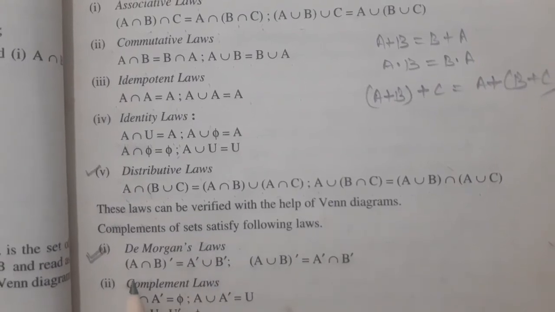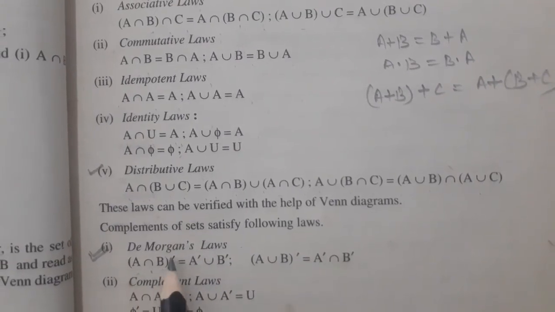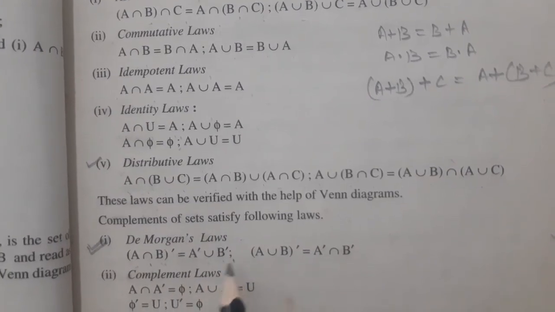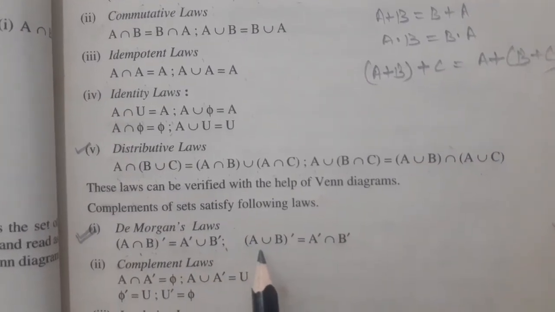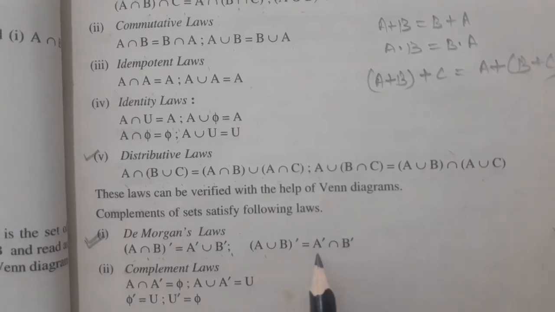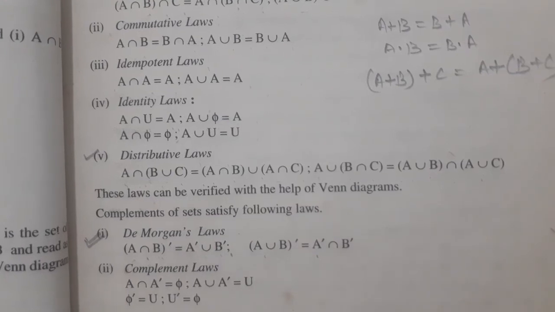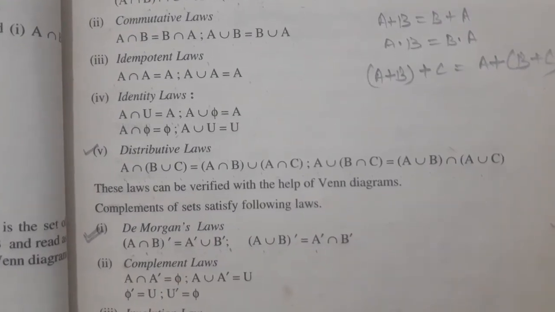What are De Morgan's laws? A intersection B whole complement equals complement A union complement B. Similarly, complement of A union B equals complement A intersection complement B. We can write this formula using an example. You can see the examples are there.